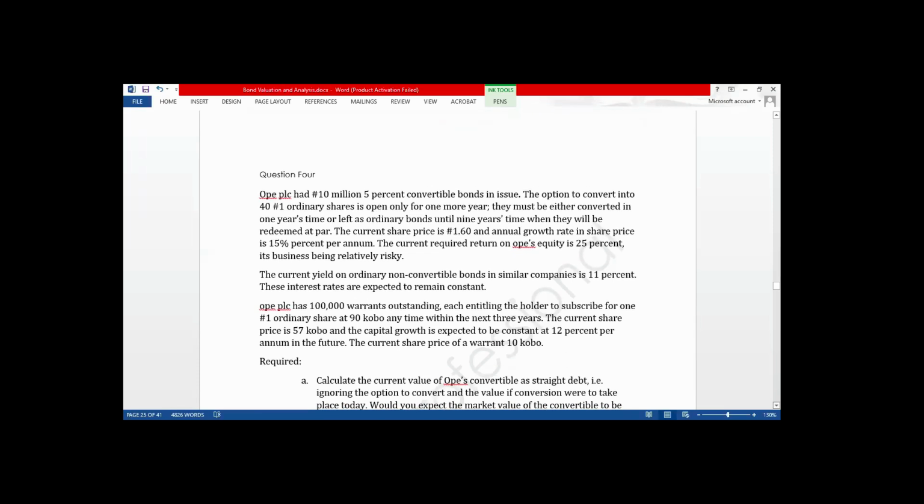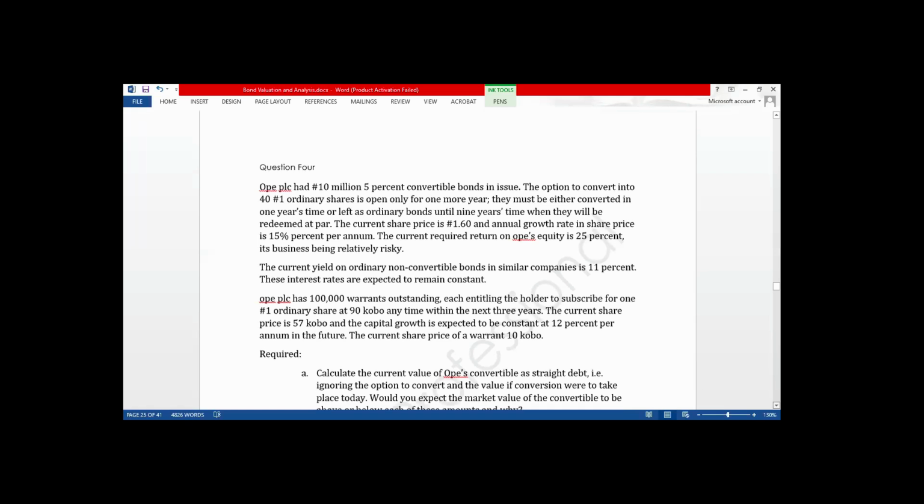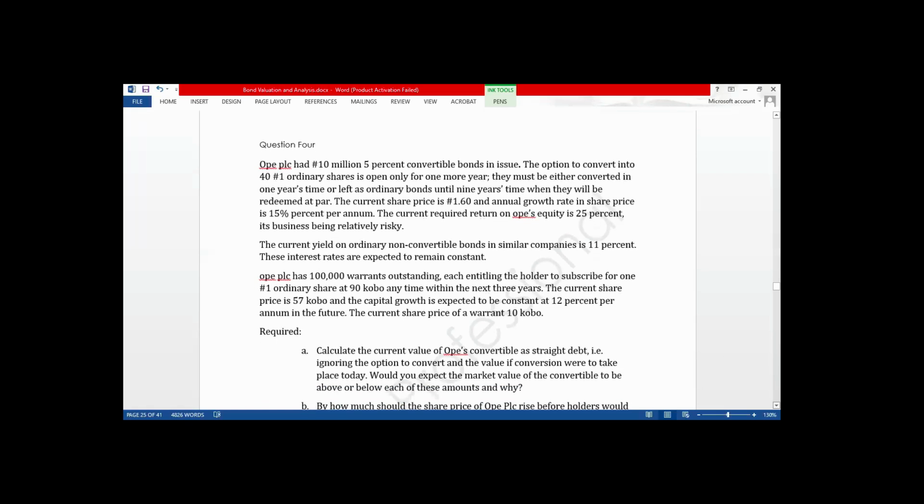What page, please, on the study pack? Page 132. Question 3, right? Question 4. Okay, please, guys, refer to page 132, question 4. Let us look at PSC. I'll read.